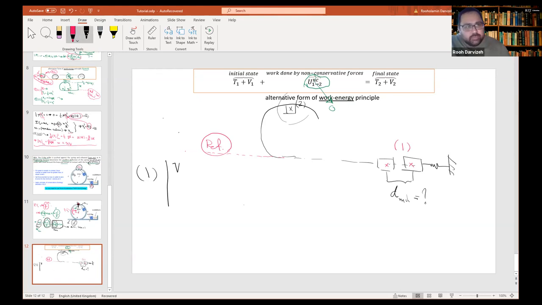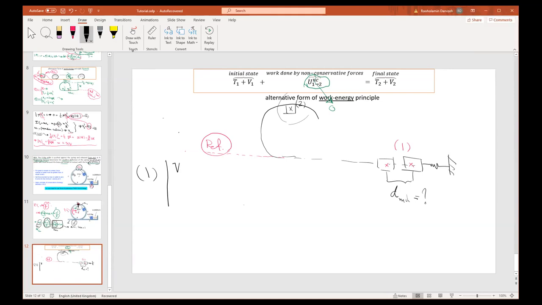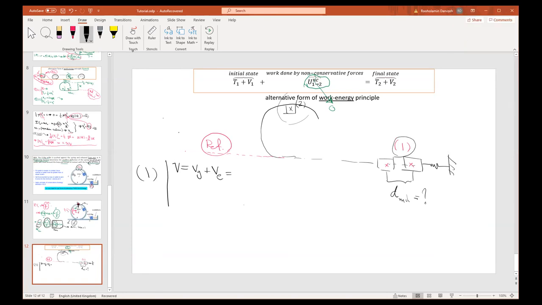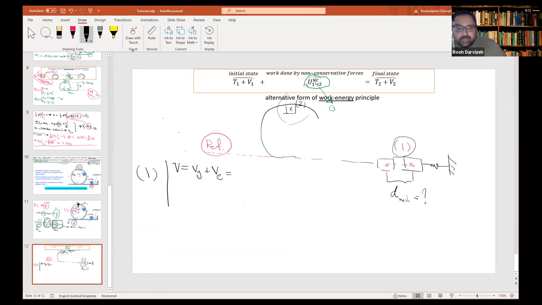No. First, we look at the potential, because V can be due to gravity, weight, and due to a spring. Do I have any Vg for this state? No, because the distance between the mass and the chosen reference point is zero. That is mg multiplied by zero. For the spring, do I have any potential due to the spring?